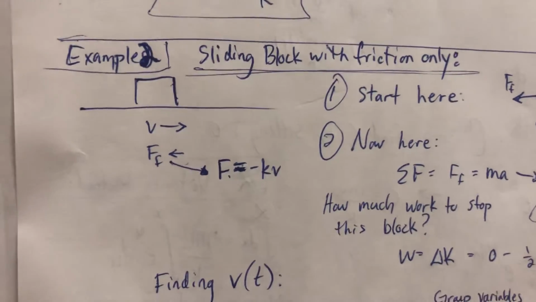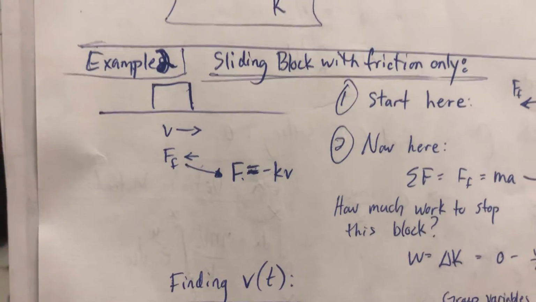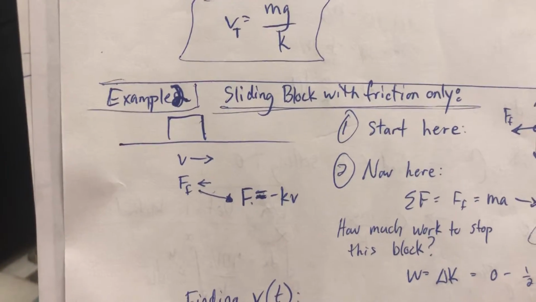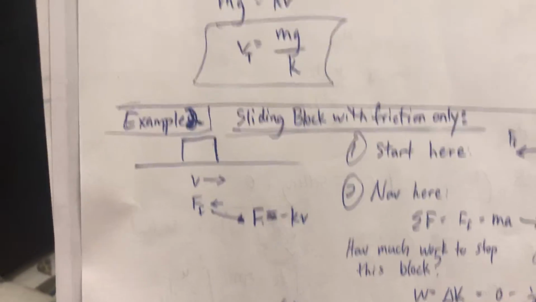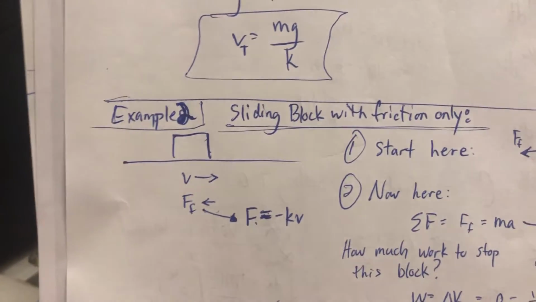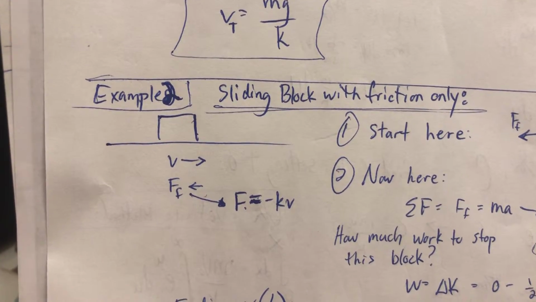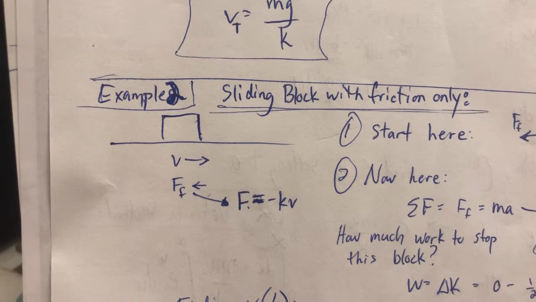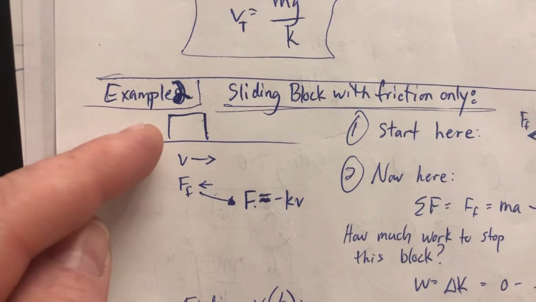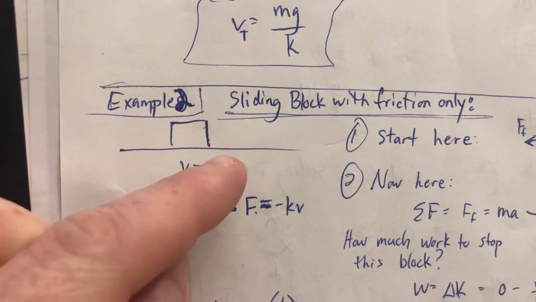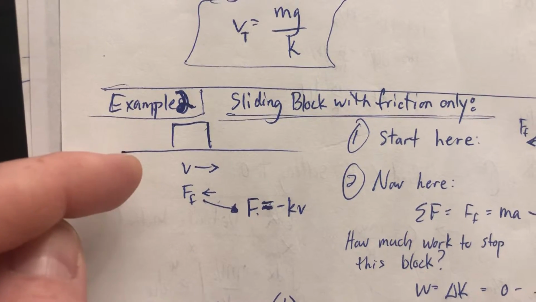Okay, so now I'm going to show you a different example of a resistive force. This is a force you're a little more familiar with. Friction can be a resistive force. In fact, air resistance and friction are very much related to each other. So this is an example where you've got some block sliding along a plane and there is friction.